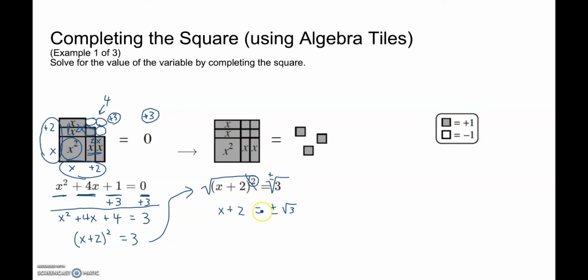Okay? Now we can rewrite this equation in 2 different ways. We know that there's going to be 2 solutions because there's a plus and a minus term. So we're going to subtract 2 from both sides. Remember, we cannot combine this square root and this minus 2 because this is in a square root. So it's going to be x is equal to positive square root of 3 minus 2, and negative square root of 3 minus 2. Okay? So there's 2 solutions to this equation.